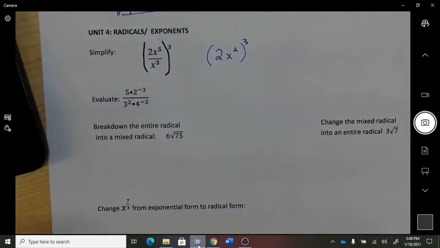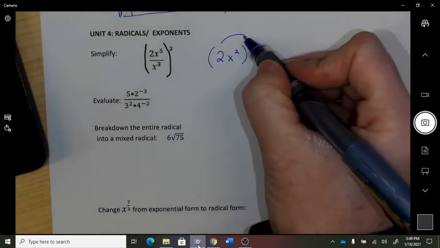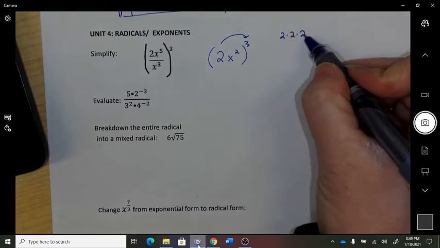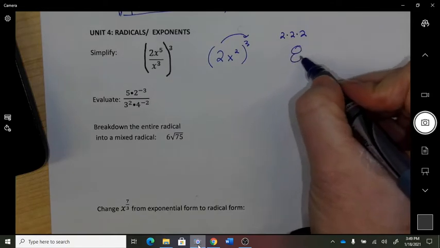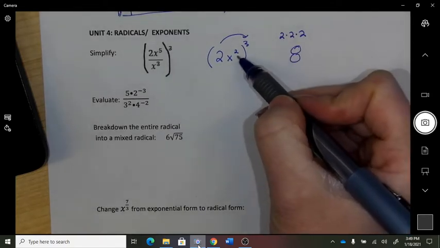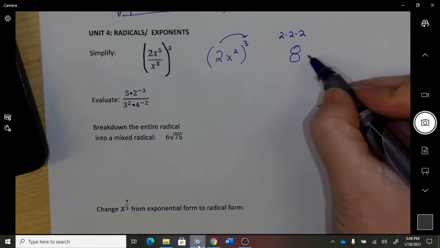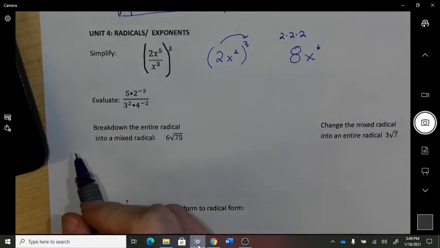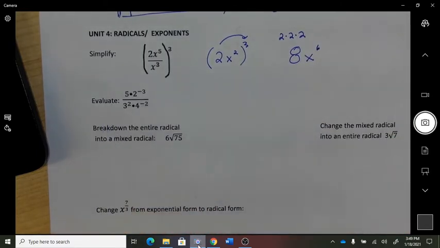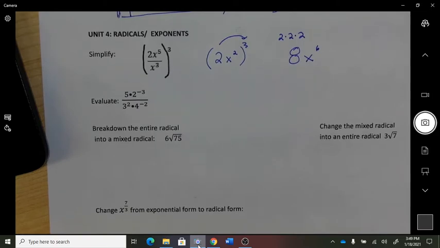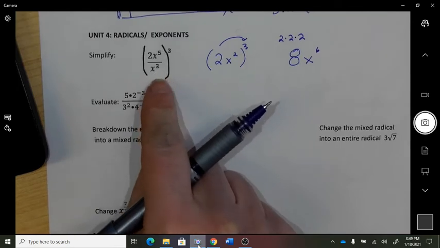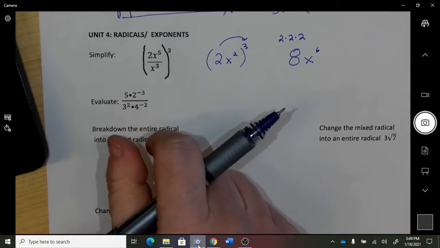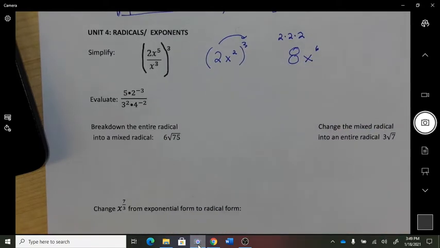Now we have to treat the coefficient, so 2 cubed. In math that is 2 times 2 times 2, so you get the number 8. And now the rule, an exponent to an exponent, you multiply. Remembering all your rules for your exam: division, subtract; multiplication, add; exponent to an exponent, you multiply.